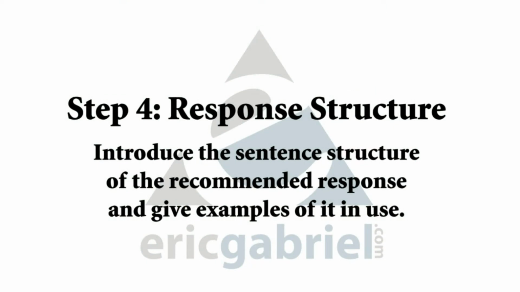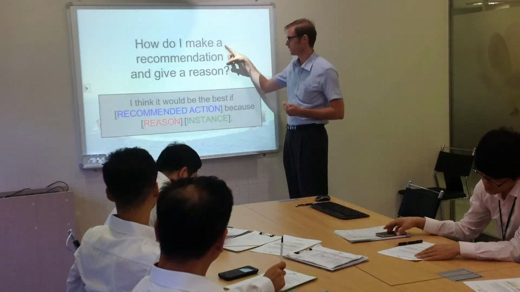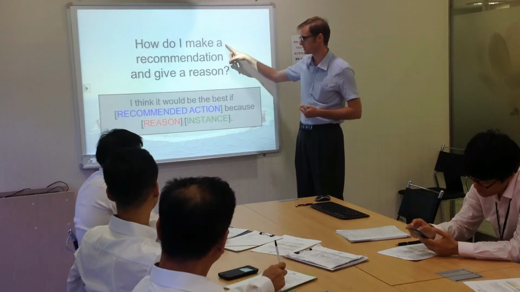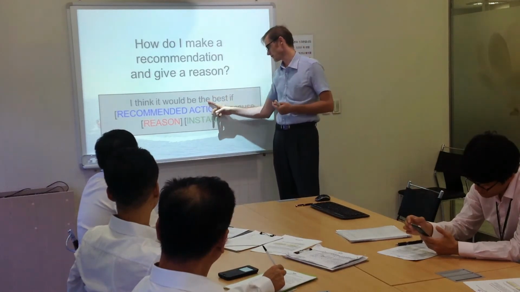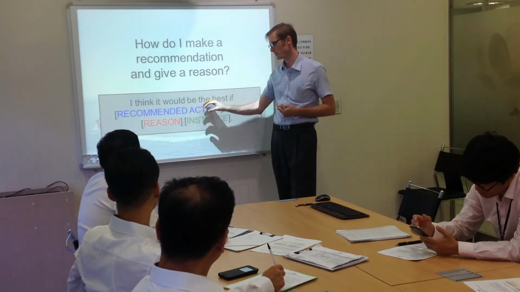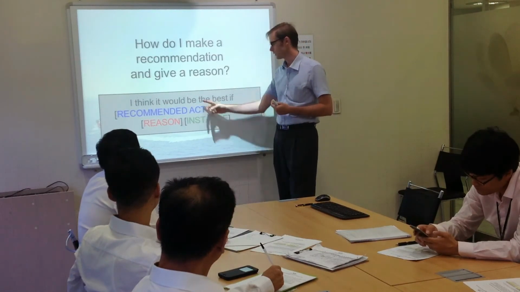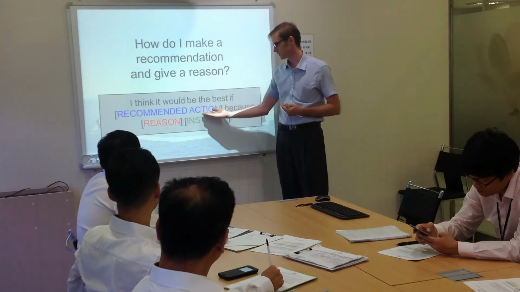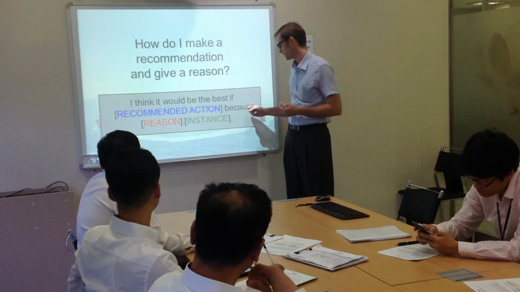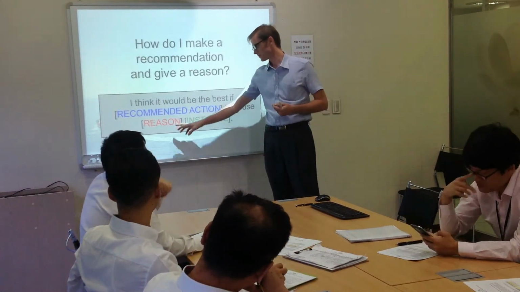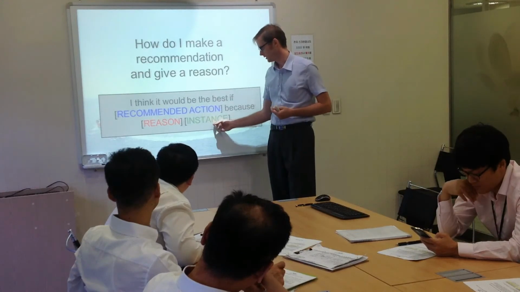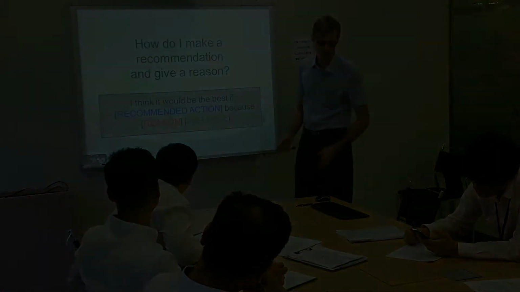The fourth step is the response structure. This is where I introduce the sentence structure of the recommended response and give examples of it in use. When you're in this situation, how do I make a recommendation and give a reason? So I think it would be best, or I think it would be the best. Sometimes I omit this. I think it would be best if, and then the recommended action, because, and then a reason, and then maybe an instance or an example.